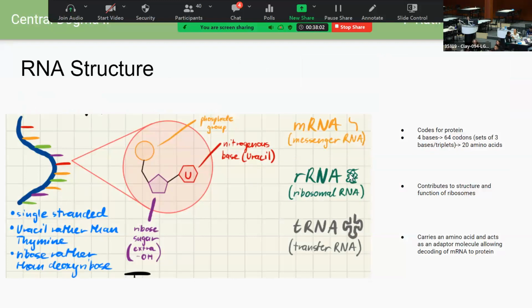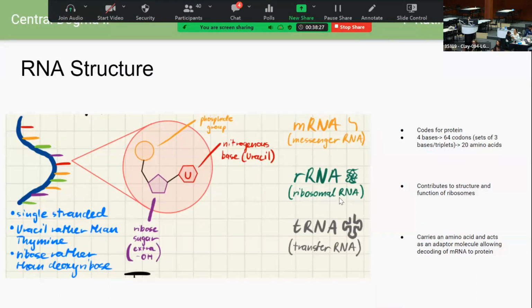Okay, and then just a bit about RNA structure. So you should know that there are 3 types of RNA. So you have your messenger RNA, ribosomal RNA, transfer RNA. What messenger RNA does, that's the one that is being synthesized from your DNA. That's the one that's being read by your ribosome. So this one here is pretty much the blueprint for making your proteins.